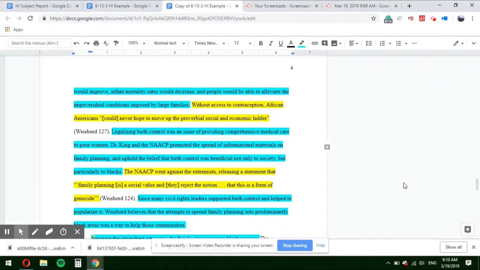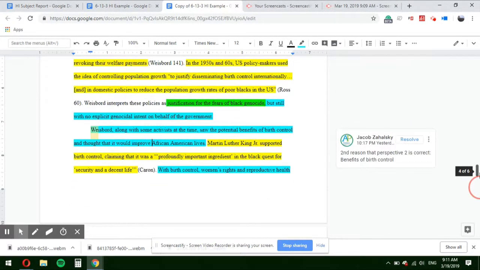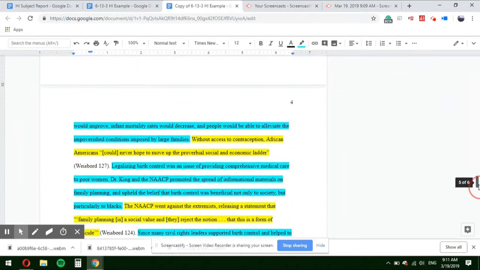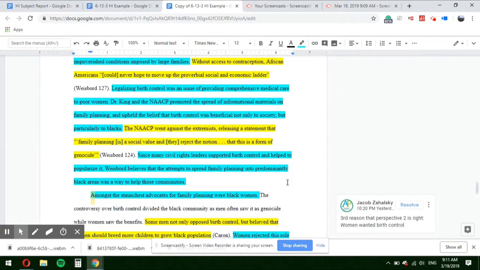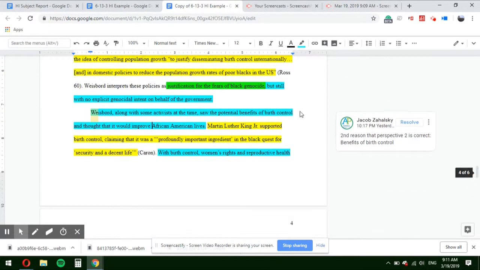And so the student finishes the second paragraph analyzing why perspective 2 is correct by explaining why this leads this one author to believe that the attempts to spread family planning into predominantly Black areas was a way to help those communities. So by connecting all of this, reminding the reader how this all connects to the point that this wasn't a genocide, but a way to help the communities, linking back to the initial assertion.